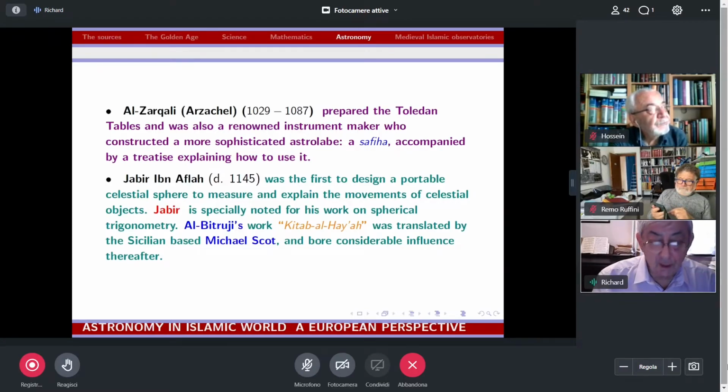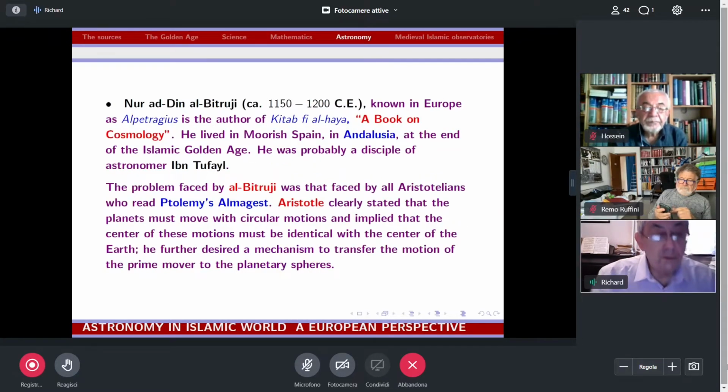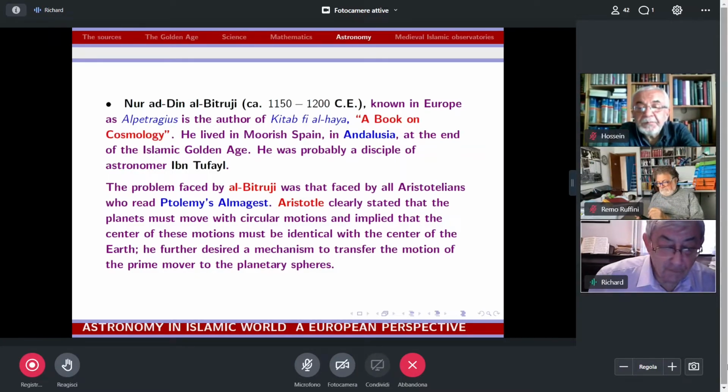Al-Bitruji's work, Kitab al-Haya, was translated by the Sicilian-based Michael Scott and bore considerable influence thereafter. Now, Nur ad-Din al-Bitruji, known as Alpetragius, lived in Moorish Spain, and he was probably a disciple of Ibn Tufail. Unfortunately, although he was very good at calculus, he could not improve on Ptolemy's Almagest. It improved it only in the sense that there were many more epicycles.